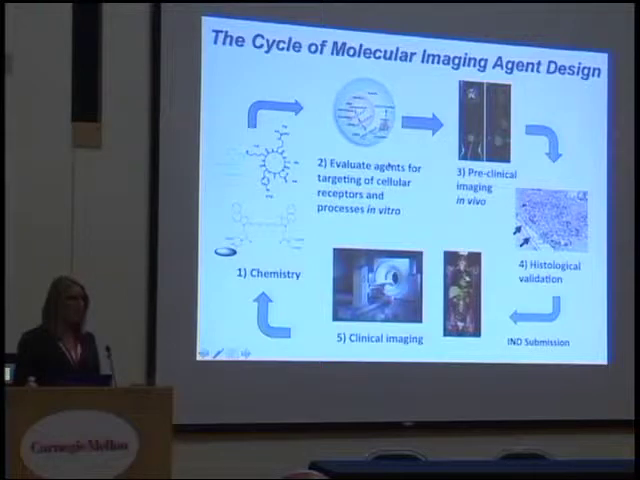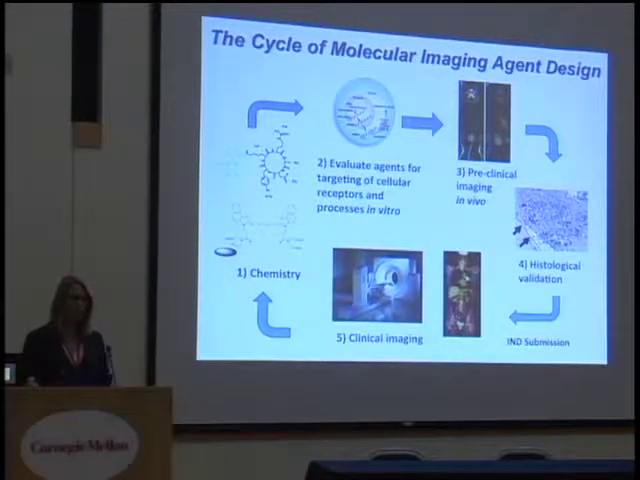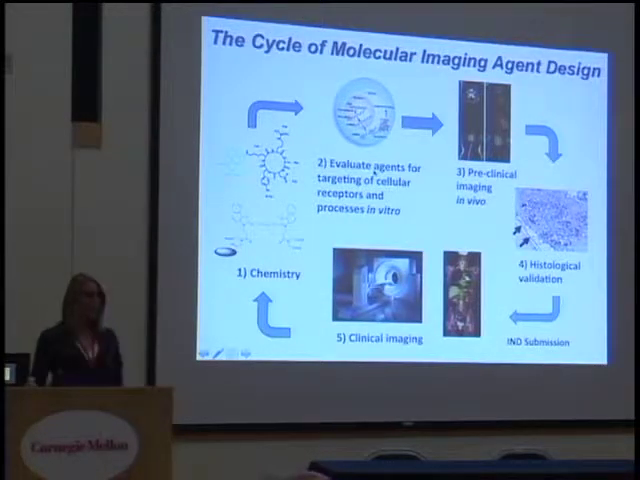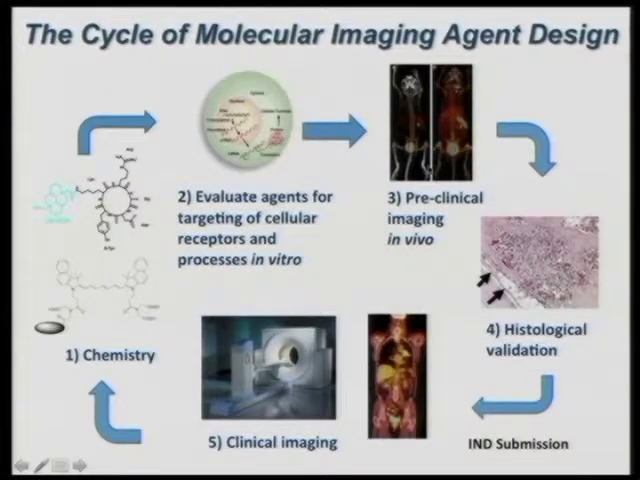We first then evaluate our agents in in vitro systems. That could be some sort of biological assay or cells grown in cell culture. If this pans out and we find out that our compound truly does bind to the receptor that we're interested in, we then move to preclinical imaging in vivo. In my lab, this is typically in rodent models, although we do have a project ongoing at the University of Pittsburgh with Joanne Flynn that involves imaging of granulomas that are the hallmarks of tuberculosis in a non-human primate model.